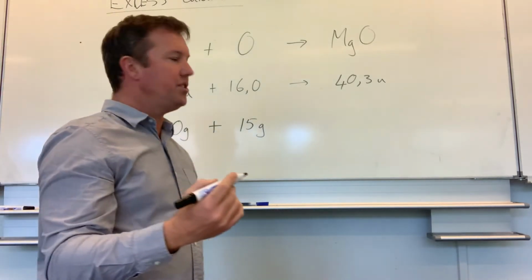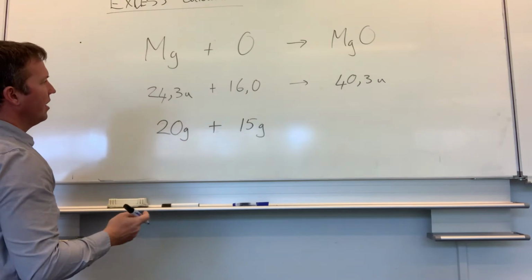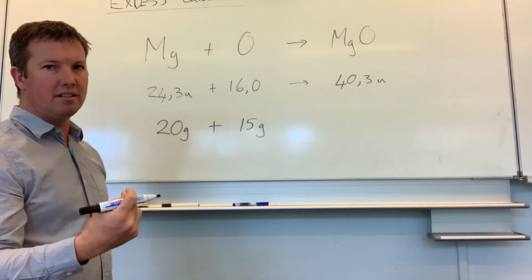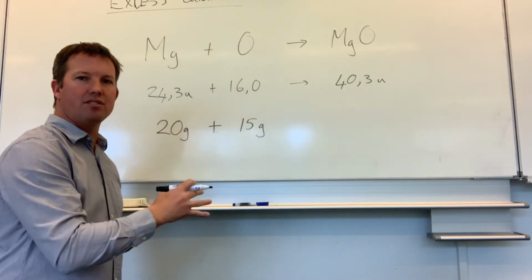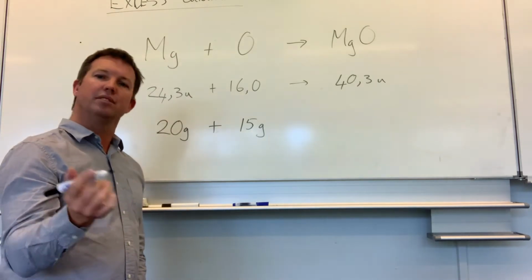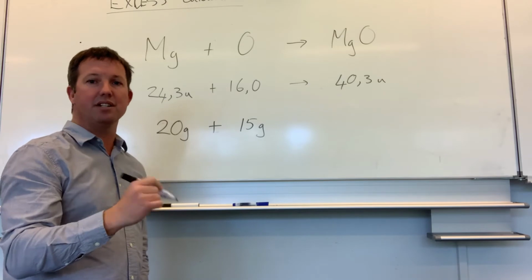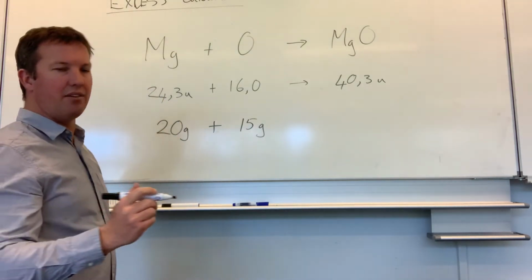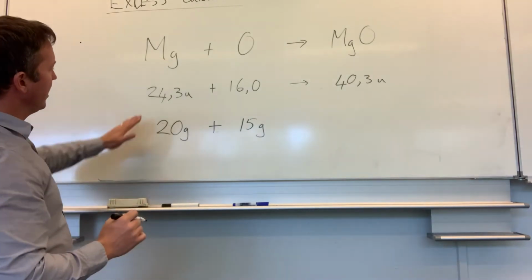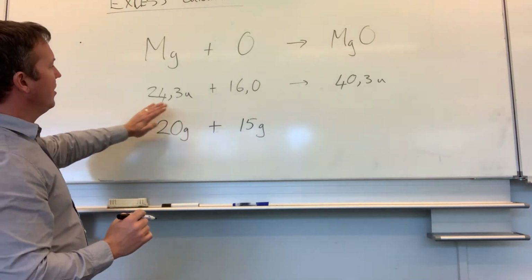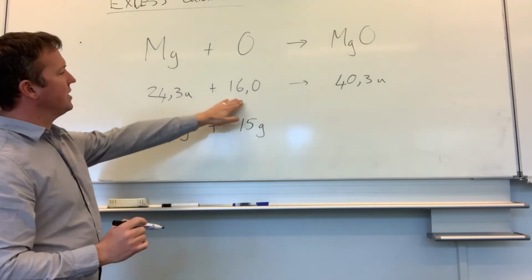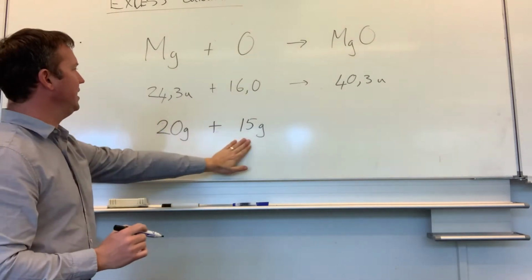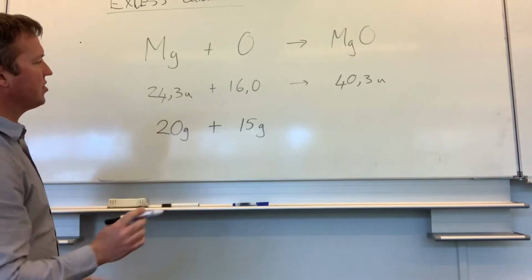So what you're going to try and do in this case is predict which one you think is going to run out, and then you're going to test your theory. If it's wrong, then you just have to do the other calculation. If it's right, great, you've got the answer straight away. So it's a bit of trial and error, but think about it logically. If this is 20, this is 24 to 16. This is 20 to 15. So which one do you think is going to run out first?